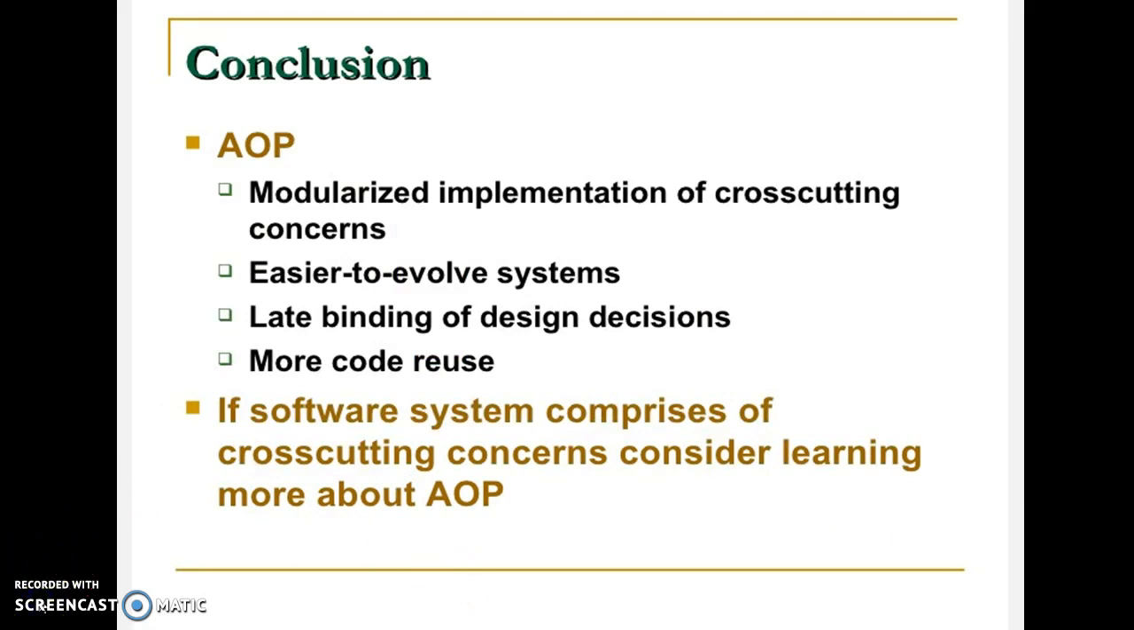Conclusion. AOP modularizes implementation of cross-cutting concerns, and it makes it easier to evolve the system, allows late binding of design decisions, and gives more code reuse. If your software system comprises cross-cutting concerns, consider learning more about aspect-oriented programming.